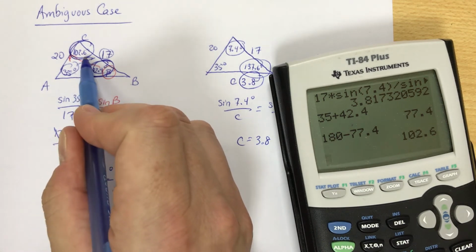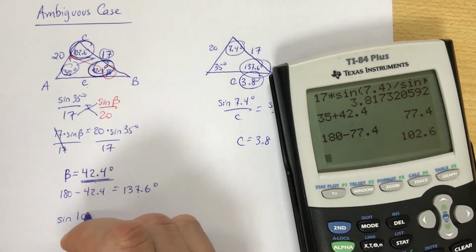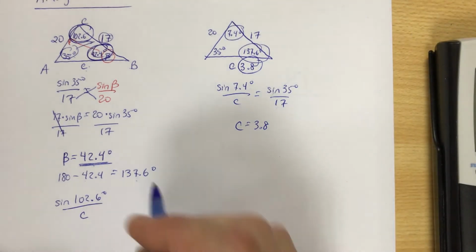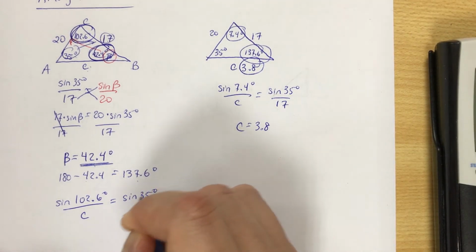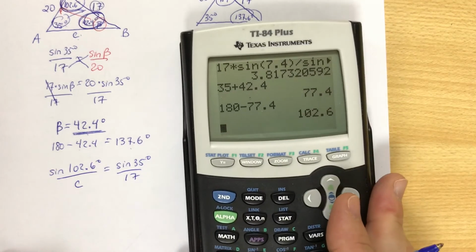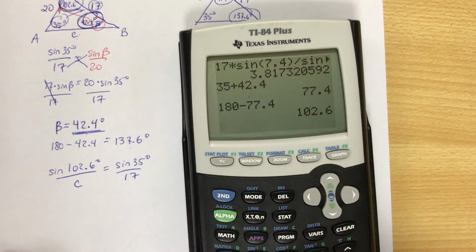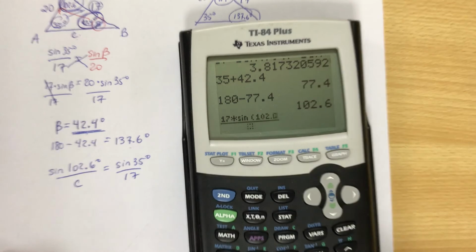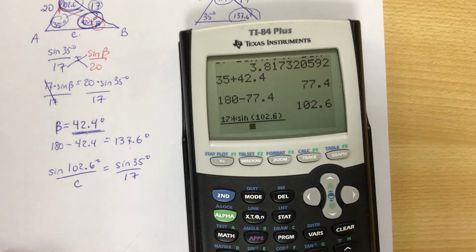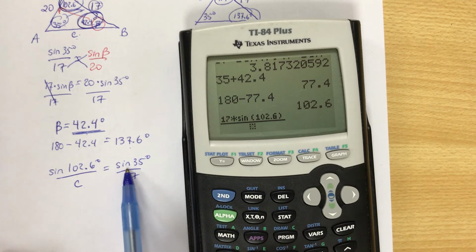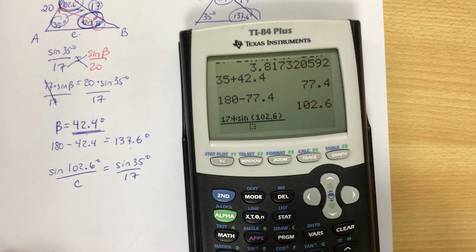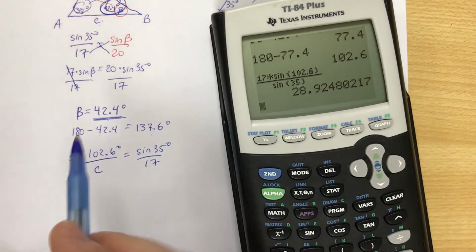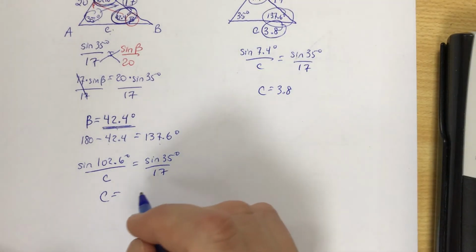So now that would be the biggest angle. I could then do the sine of 102.6 degrees divided by the length of its opposite side, c, equals the sine of 35 degrees divided by 17. Now again, we're going to cross multiply, so we would do 17 times the sine of 102.6. I'll put it in a fraction this time. We would then do c times the sine of 35 degrees, but then we would turn around and divide by the sine of 35. And that answer is 28.9. So the length of c is 28.9.